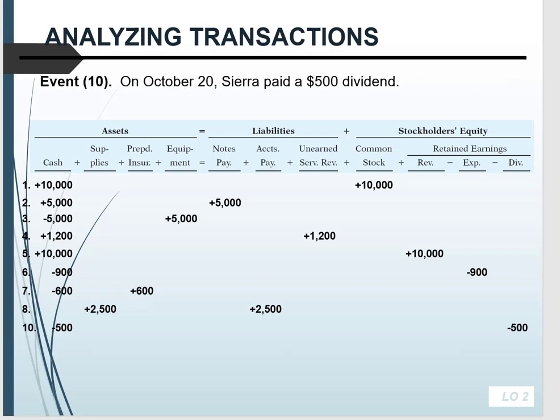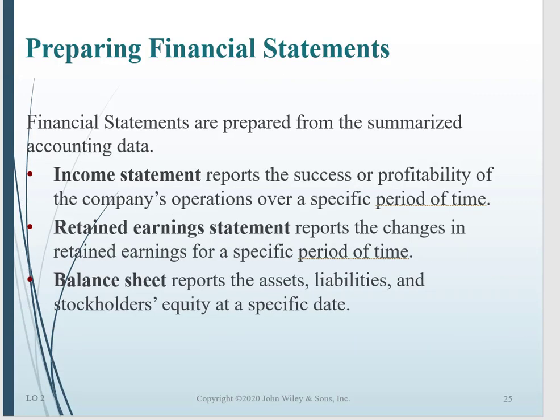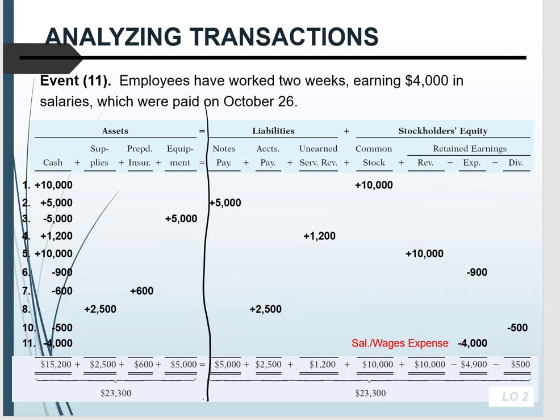We paid a $500 dividend. Cash went out. Again, sorry about the line. Cash went out $500. That means dividends went out for $500. Again, notice on opposite sides of the equal sign, they're going to be the same signs. For employees that have worked 2 weeks, they've earned $4,000 in salaries. Again, these were paid on October 26th. Minus 4,000, minus 4,000.